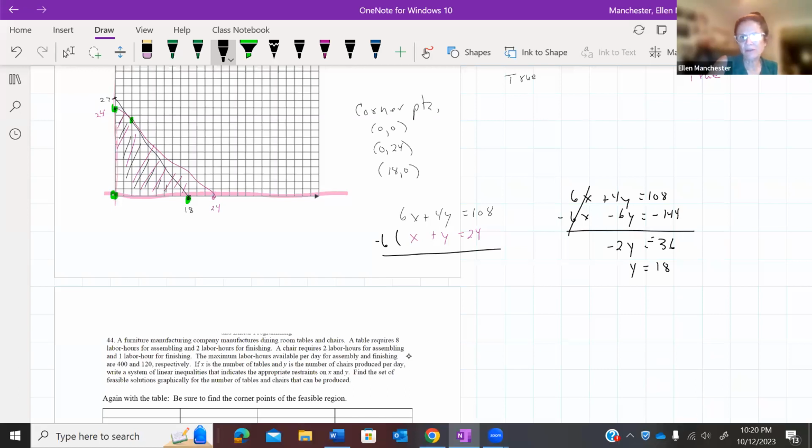And then to find out what x is, I'm going to go back to the original. So x plus 18 equals 24. Subtract 18 from both sides, and I get x equals 6. So my other corner point is 6, 18. So what does that mean in terms of skis? This means I need 6 trick skis and 18 slalom skis in order to either have a maximum or a minimum. And we're not there yet, but that's how we're going to find them.